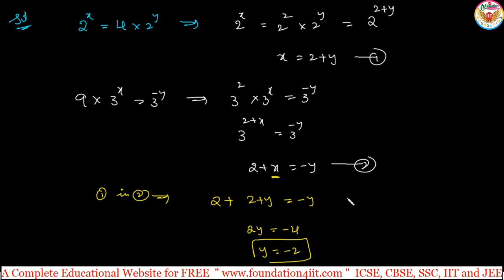Y value is minus 2. Substitute the y value in equation 1. So from 1, x is equal to 2 plus y value minus 2. That is 0. So x is equal to 0 and y is equal to minus 2.